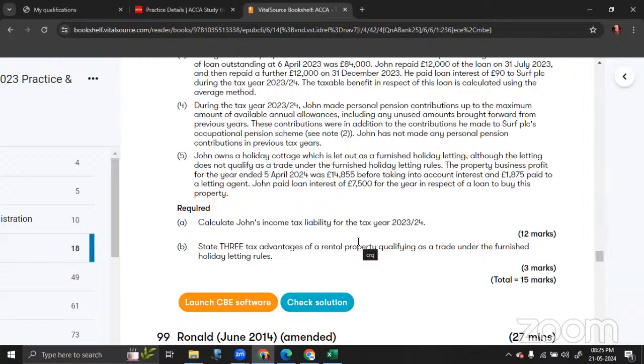Income received from FHL property qualifies as UK relevant earnings, so that means you will get tax relief there. When you sell an FHL property, it will be eligible for BADR relief, ROR, and gift relief as well. Also, any furniture purchased for the property can be deducted from the property income computation itself. You can claim a 100% reduction rather than a replacement of domestic relief. So these are some of the advantages of having rental property qualifying as an FHL.